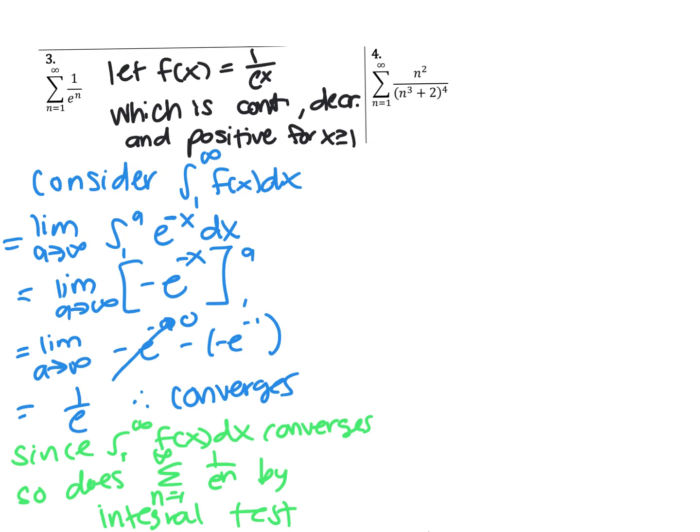And I'm hoping that maybe you're looking at this and saying, isn't this geometric? We could rewrite this as 1 over e to the power of n. So we could actually use the geometric series test. 1 over e is less than 1. Therefore, this series converges by the geometric series test.